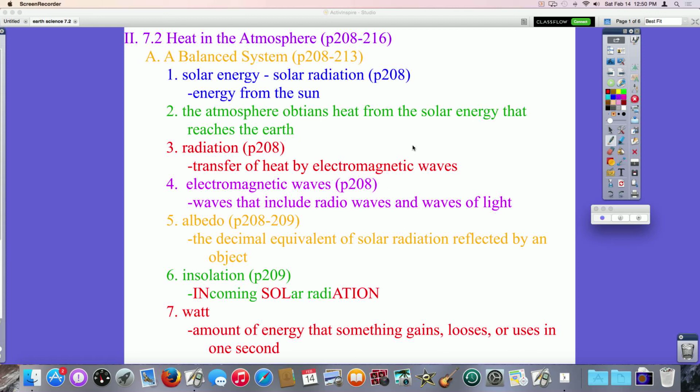We have another term here, insolation, which simply stands for incoming solar radiation. And that's the main driving force behind our temperatures and weather here on the Earth. It is usually measured in watts, the amount of energy that something gains, loses, or uses in 1 second. If you look on some of your electronic devices, you will probably see some kind of notation about how many watts per second or watts per minute it utilizes.